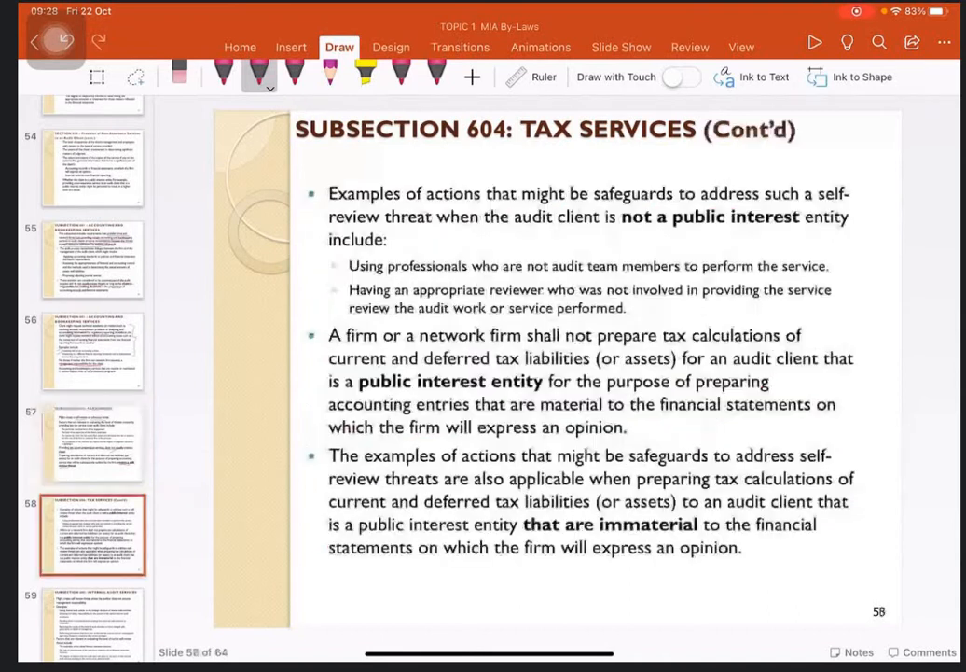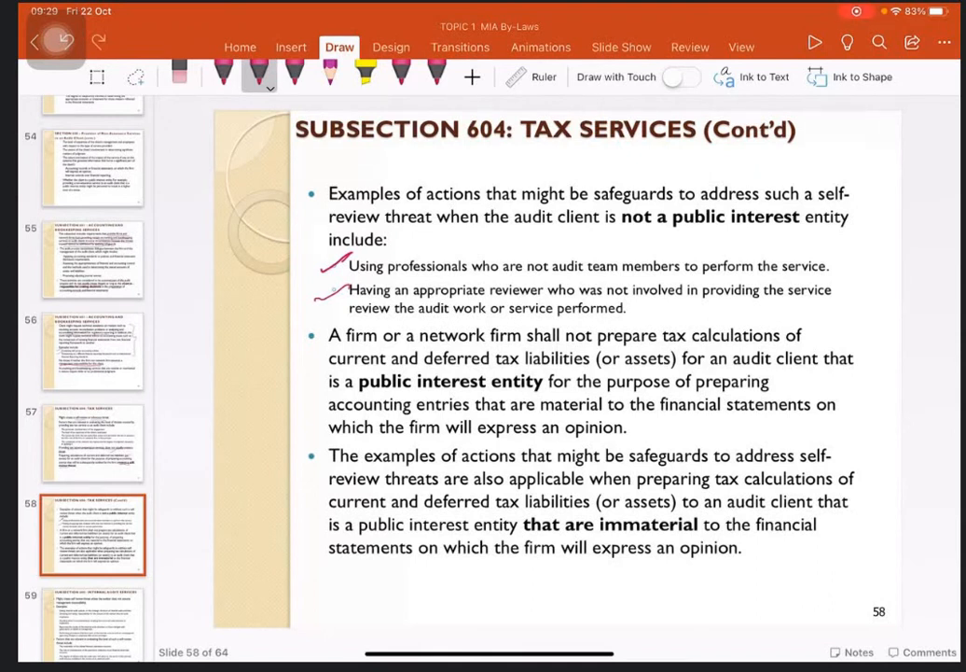Okay, example of action that might be safeguard to address such a self-review threat when the audit client is not a public listed, is not a PIE, public interest entity, include using professionals who are not audit team members to perform the service. So apa yang you kena buat adalah kita kena use other professional, tetapi benda ni sebenarnya tak ada masalah kalau for big audit firm ya. So big audit firm pun dia ada dia punya tax department. So kalau tax department tu yang provide the service, it should be no problem, okay?